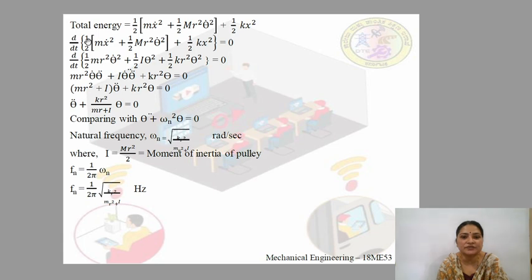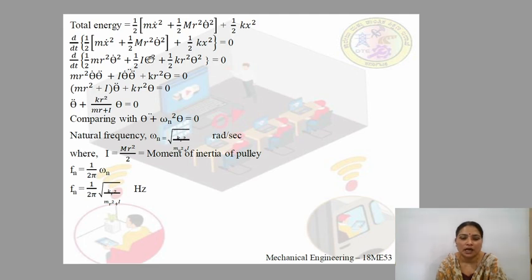Using the above two equations, we can write the total energy as total kinetic energy plus total potential energy. So substituting the equations in this, we can write 1 by 2 m x dot square plus 1 by 2 m r square theta dot square plus 1 by 2 k x square. A similar procedure is followed to solve the problem, that is we have to differentiate the above equation. So differentiating the above equation with respect to t, we can write d by dt of this term is equal to 0.